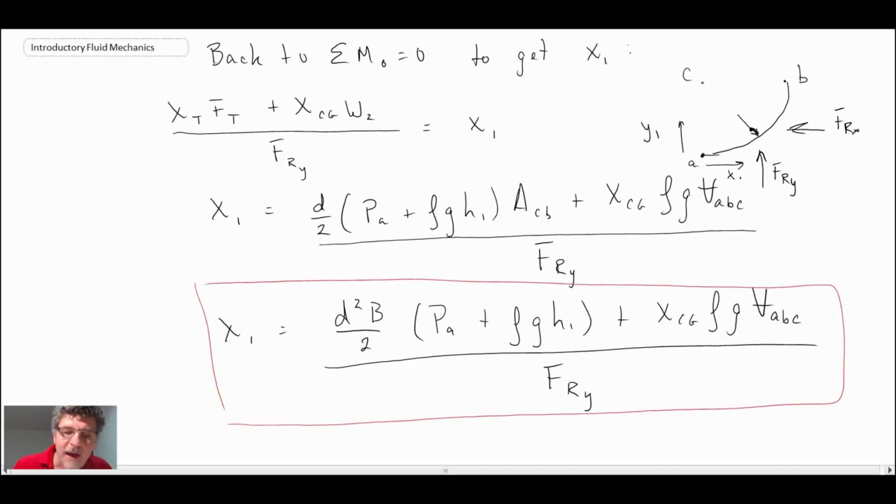So that is forces on a curved surface. Obviously a planar surface is a little easier, but curved surfaces are a little bit more complex, and this is a technique to enable you to figure out what that force would be and where it would act.